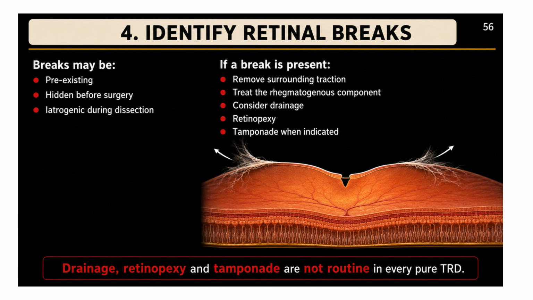Step number 4 is identifying and managing the retinal breaks. Retinal breaks may already be present before surgery as in combined TRD. They may also be created during membrane dissection. The surgeon must therefore inspect the retina carefully after traction has been released. If a break is present, any traction around it must be removed and the rhegmatogenous component must be treated appropriately. This may require subretinal fluid drainage, retinopexy, and internal tamponade, the principles of which we discussed in the video on management of RD.